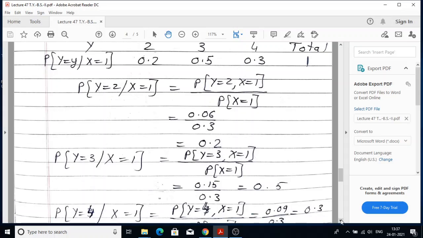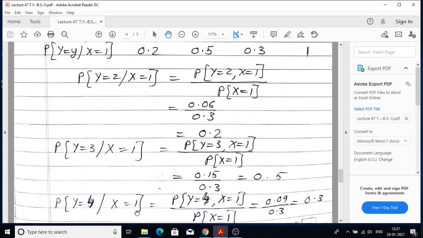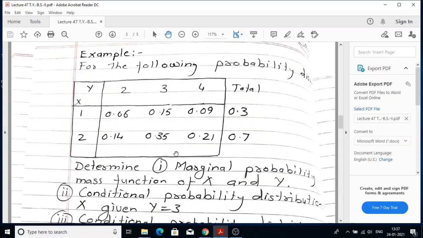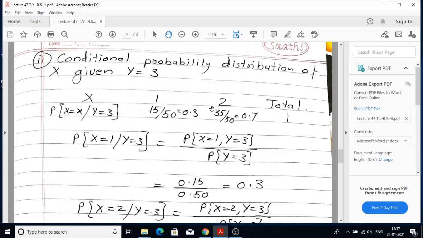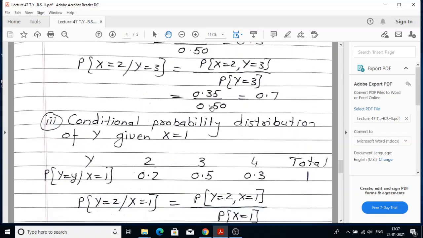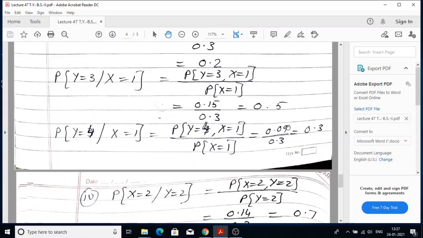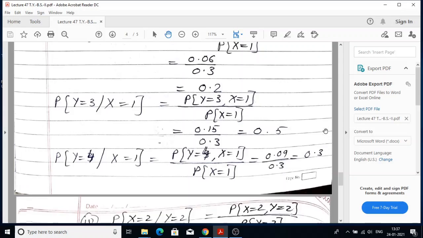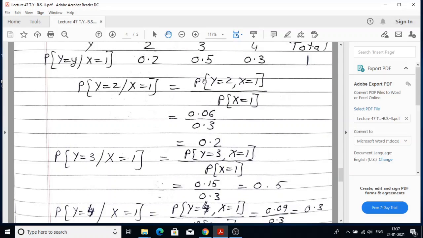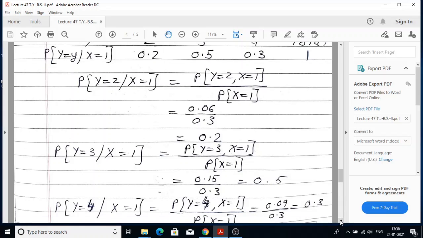Third possibility, probability y is equal to 4, given x is equal to 1. So probability y is equal to 4, x is equal to 1, the probability is 0.09. So 0.09 divided by 0.3. So the answer is 0.3. So the values are 0.2, 0.5 and 0.3. If we add 0.2 plus 0.5 plus 0.3, total is 1. So this is the third part of the problem.